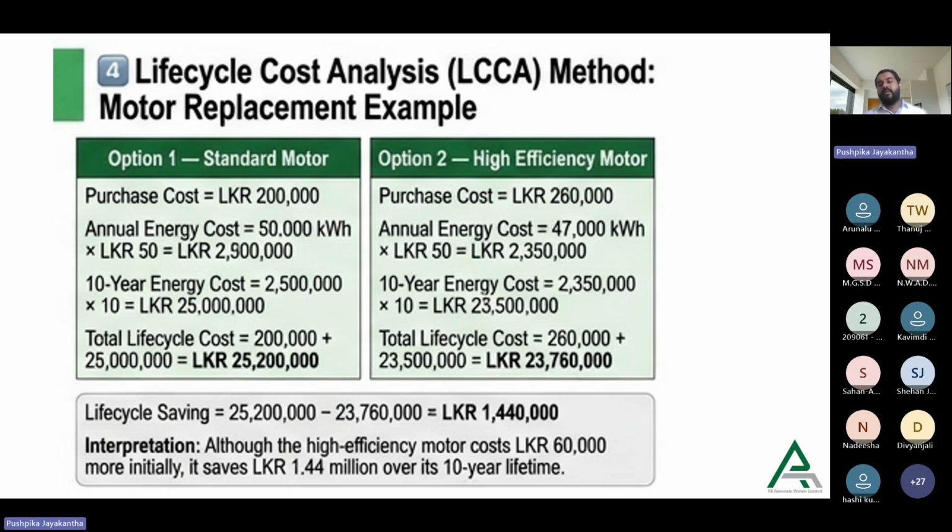And actually in this example, we only consider the initial purchase cost and the operating cost. But when you are doing this for an industrial application, you have to consider the whole life cycle stages. Here we only focus on the initial purchase cost and the operating cost.